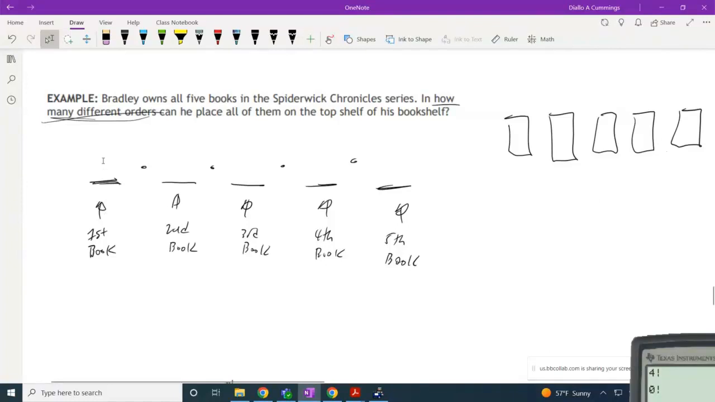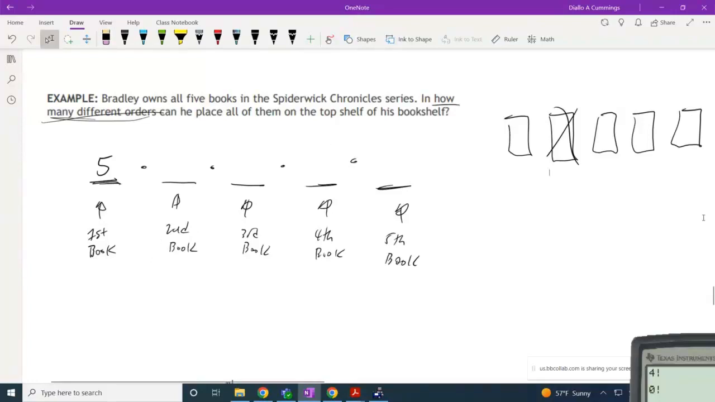How many choices of books do I have for my first book? Say we have 5 books over here. This is our top bookshelf. I can choose how many of these books to put first? 5, right? I have 5 choices. So let's just say I choose that one.